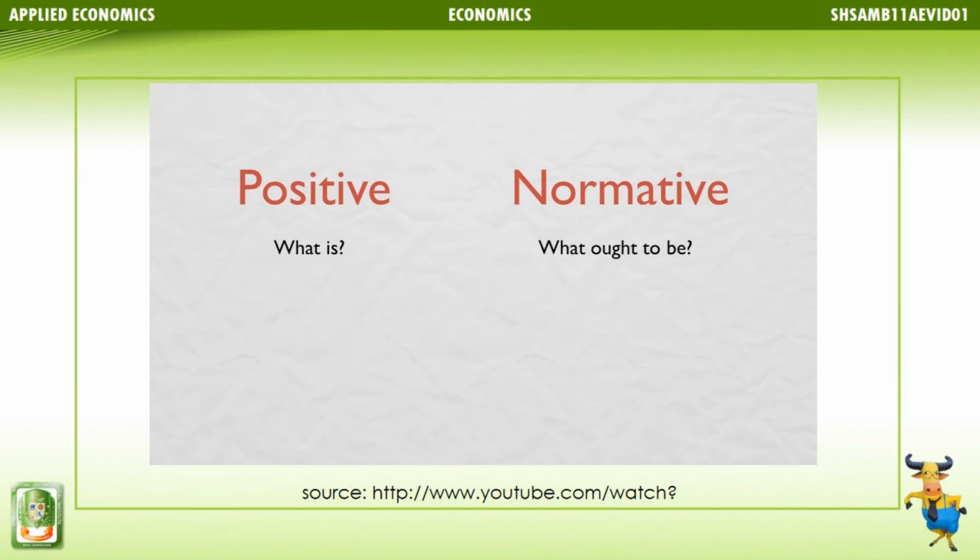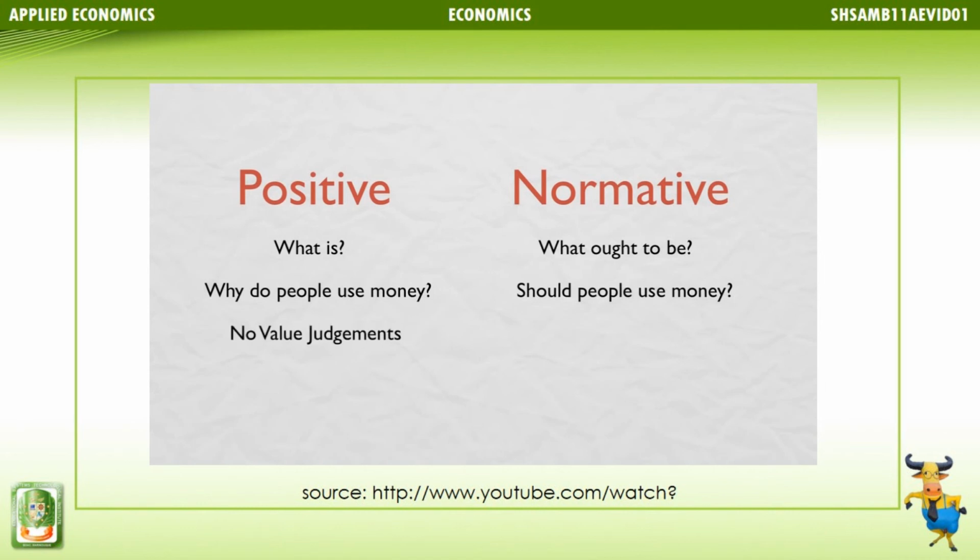So a question like, why do people use money, is a positive question, and should people use money is a normative question. A general rule of thumb is that if your economic model has no value judgments, it's positive economics. Whereas if it does have value judgments, it's normative economics. Since to tell someone what he ought to do, you first have to judge what is best for him.